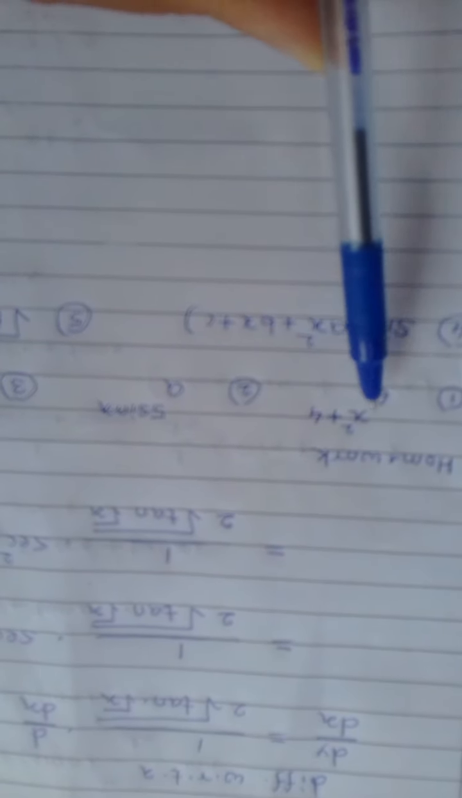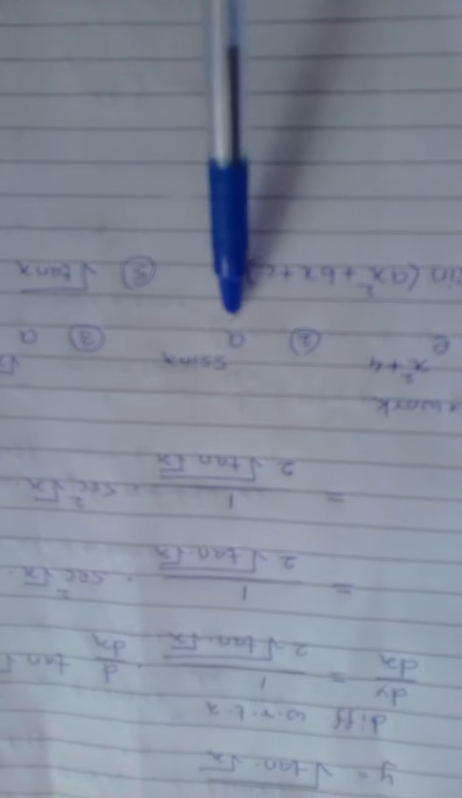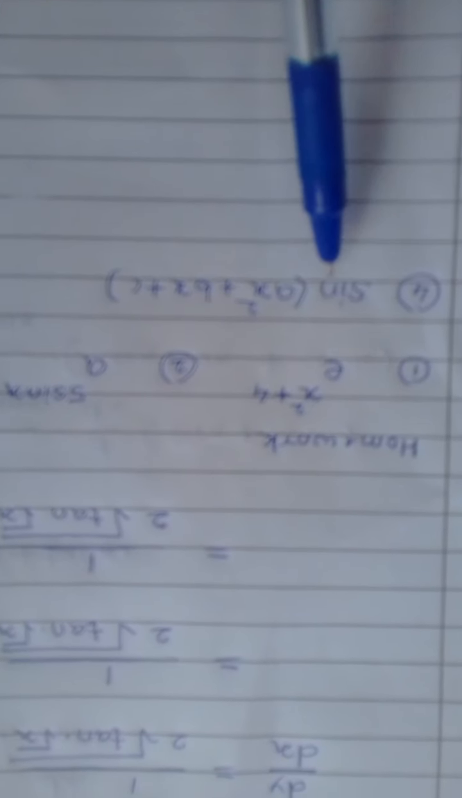Now take some examples for homework. First one, e raised to (x square plus 4). Second one, a raised to 5 sin x. Third one, a raised to root sin x. Fourth one, sine of (ax square plus bx plus c). And fifth one, under root tan x.